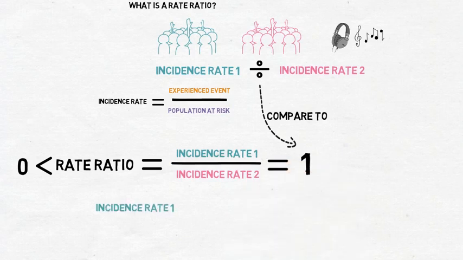If the rate ratio is equal to 1, then this means that the two incidence rates are equal. If it's larger than 1, then the incidence rate on top of the fraction is larger. If it is smaller than 1, then the incidence rate on the bottom of the fraction is larger.